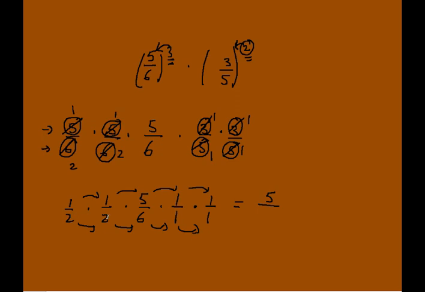Then here, 2 times 2 is 4. 4 times 6 is 24. 24 times 1 is 24. 24 times 1 is 24. So that's your final answer. Let's look at one last example. Let's say that you have 7 over 11 to the power of 2 times 2 over 7.